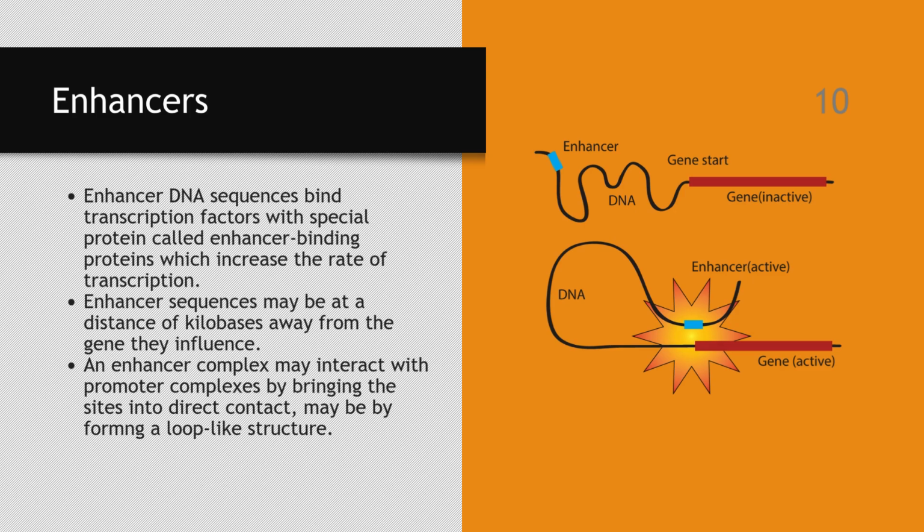These are DNA sequences that can be located very far away from the gene, sometimes thousands of base pairs upstream or downstream. Enhancers bind specific proteins, and this complex loops the DNA to bring the enhancer physically close to the promoter. This interaction dramatically increases the rate of transcription initiation, turning gene expression up like a volume knob.